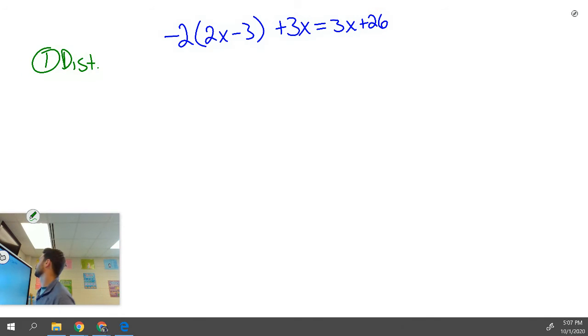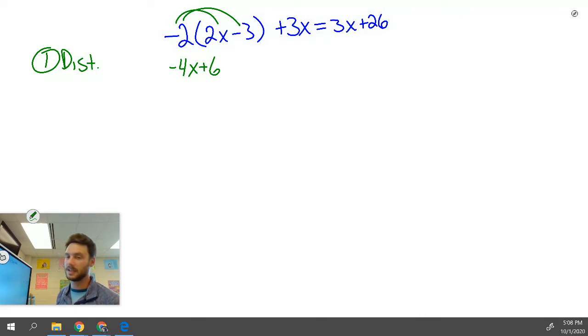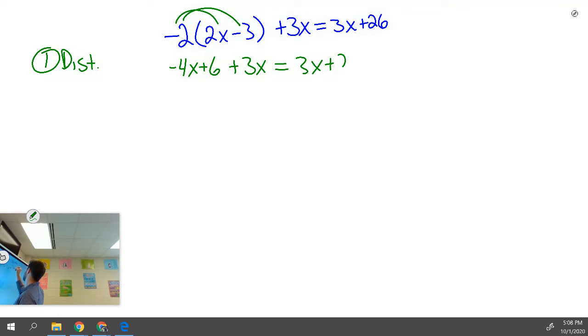Most people were good at that yesterday, so we'll take this and distribute it in. Boom, boom. Make sure you do the negative with it. Negative 4x. And here's the one where people forget. Negative 2 times a negative 3 is now a positive. A lot of people mess that sign up. I even got mouth-tied about it, right? So when you distribute that in, make sure you distribute the negative to the back one as well, or you make some mistakes. Plus 3x equals 3x plus 26.